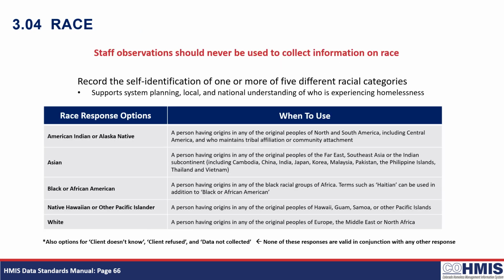We're also instructed to record whatever race each client served identifies as belonging to. It's important to note that staff observations should never be used to collect information about race. This should always be from the point of view of the client. The 5 race response options in the table below align with the U.S. Census options, and you can select as many of them as apply for your client. There's also options for client doesn't know, client refused, and data not collected. And if you selected one of those things, it wouldn't make sense to select any of the category options above.